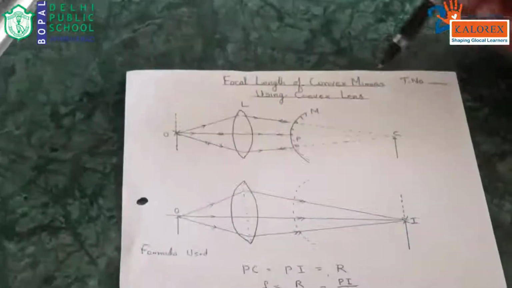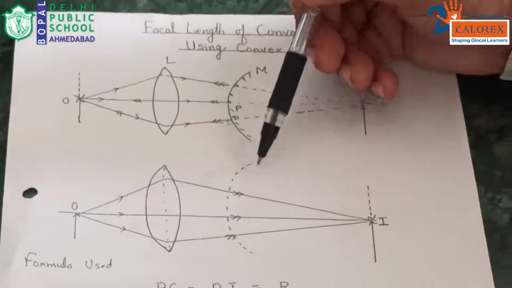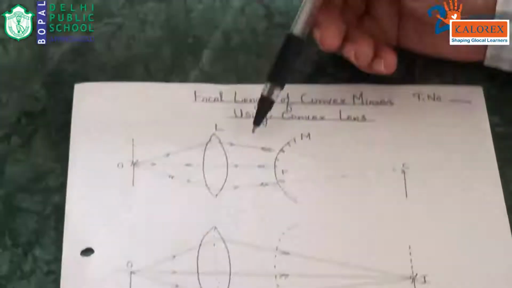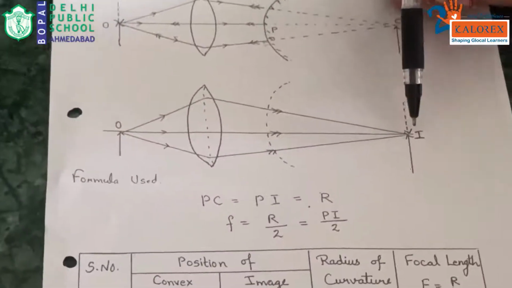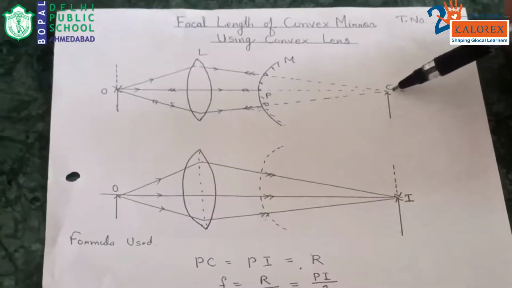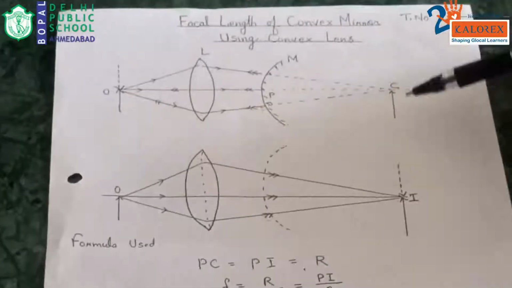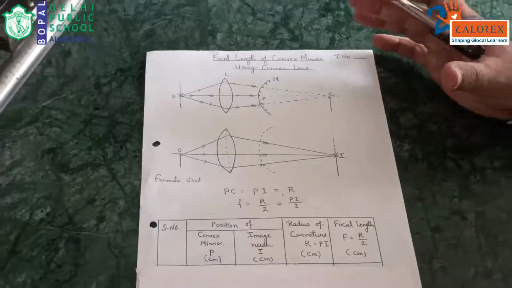So if I remove the mirror, the remote position is shown over here. Now, instead of reflection, the rays move further ahead and meet together at one point I. This point is nothing but the center of curvature. You can see it from the first two diagrams. This point is C, where I get the final image. This is the basic idea behind this.